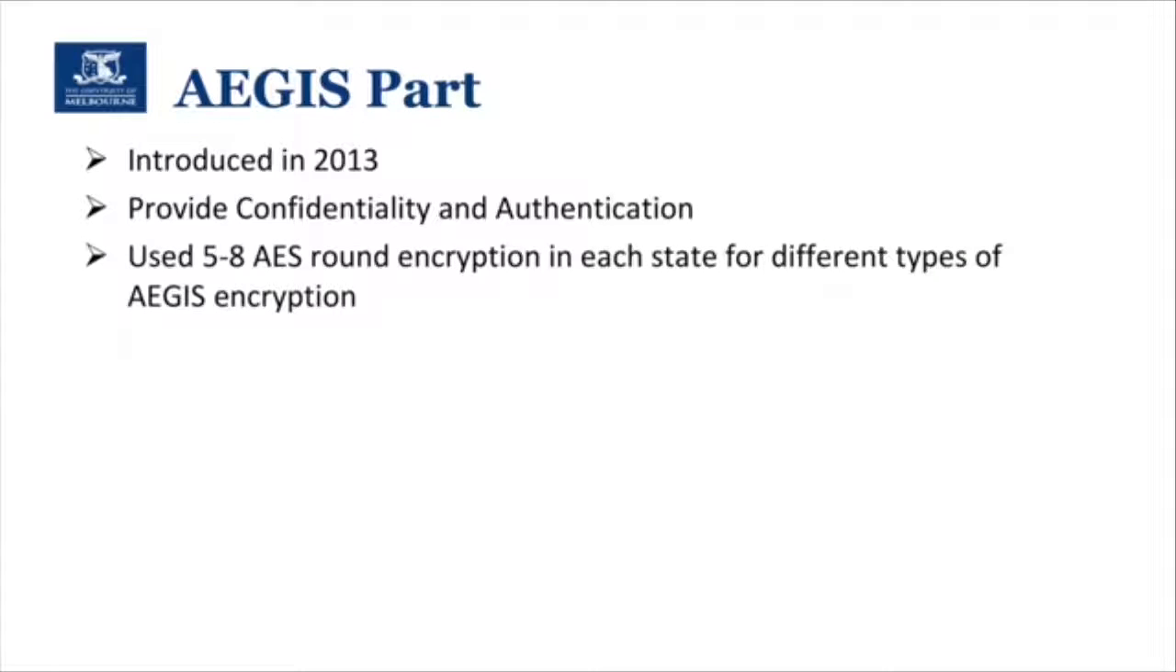Okay, let's talk about the AEGIS part. AEGIS was introduced in 2013 in the CAESAR competition. It's a very clever and special cipher because it not only provides confidentiality but also authentication. AEGIS was based on AES encryption. There are 3 types of AEGIS which contain 5, 6, 8 round encryption in each state. Because of its special function, it's very suitable for network packets.